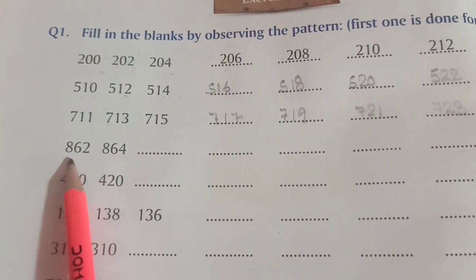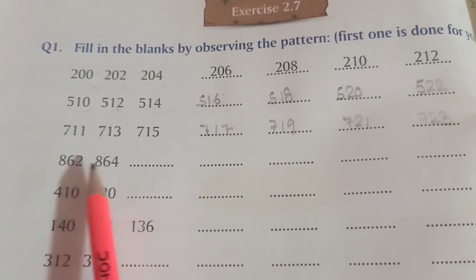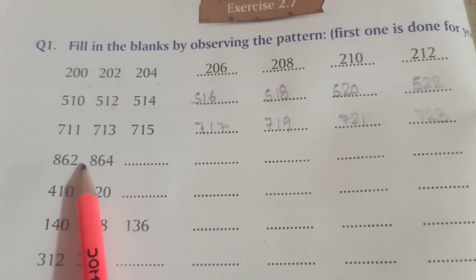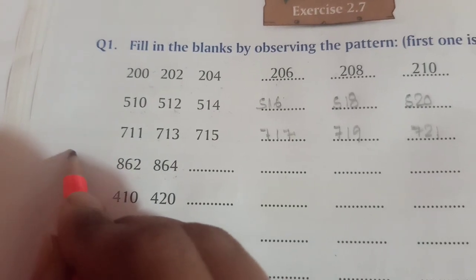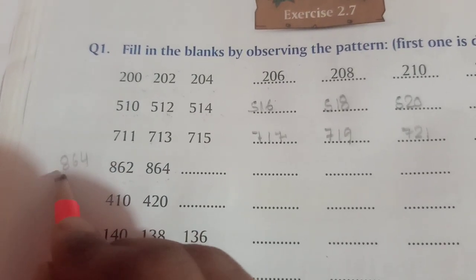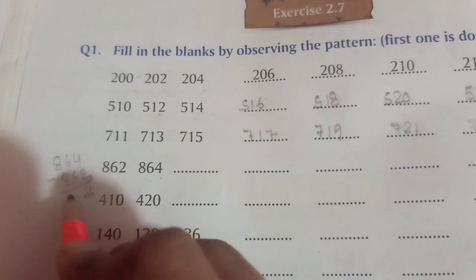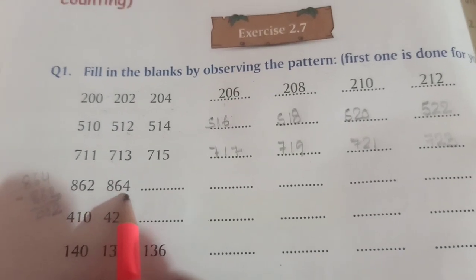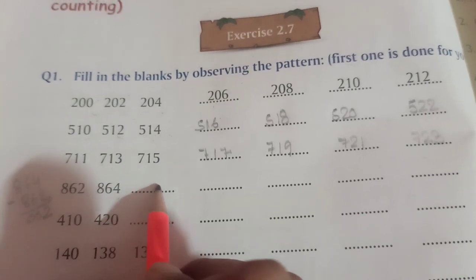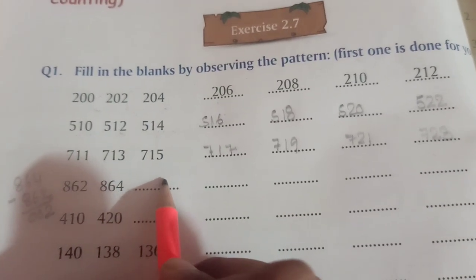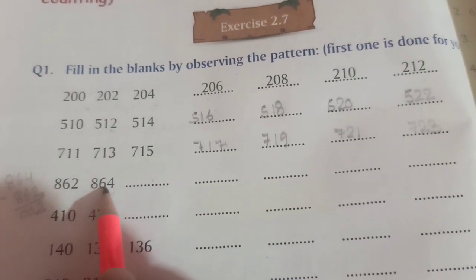Now see the next number. 862 and 864. What is the difference? Here also skip counting of 2. The difference is 2. We can subtract and see it. See, 864 minus 862. The result will be 2. The difference is 2. So if you add 2 to 864, you will get the next number. Or you can simply write like this: 862, 863, 864.